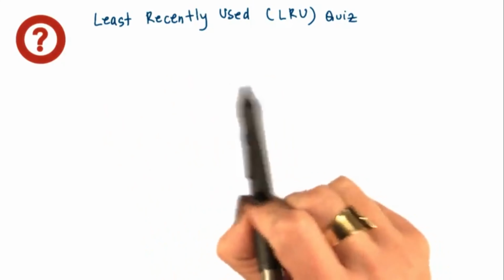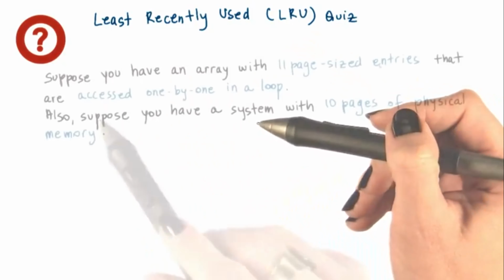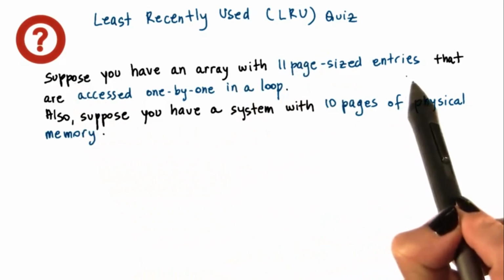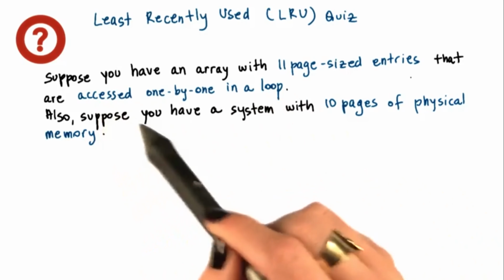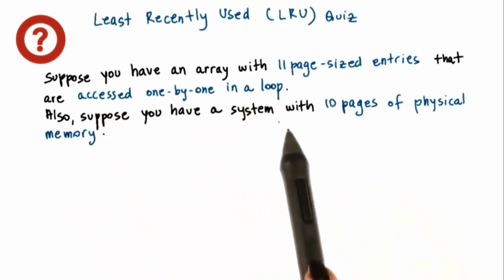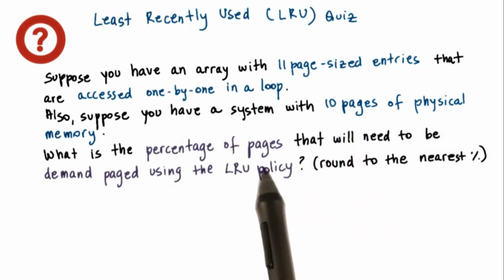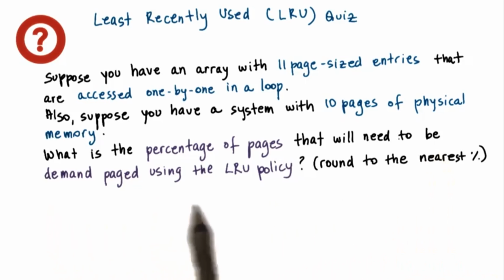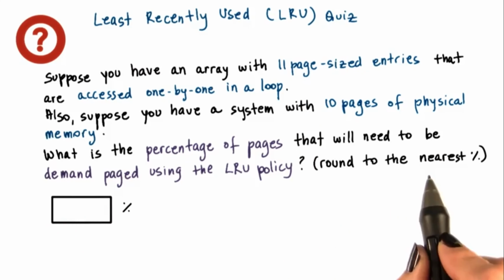We briefly discussed the least recently used policy that is often used for determining which pages to swap in and out of physical memory. Consider the following problem. Suppose you have an array with 11 page-sized entries, and that all of these entries are accessed continuously in a loop one after another, so they're accessed one by one. Also suppose that you have a system that has 10 pages of physical memory. For the following system, answer this question. What is the percentage of pages that will need to be demand paged using the LRU policy? You should round off your answer to the nearest percent.